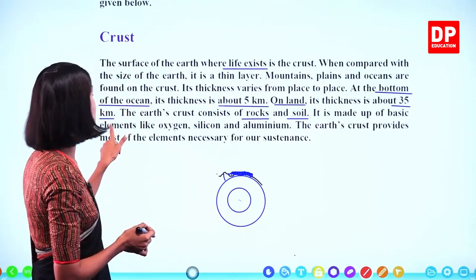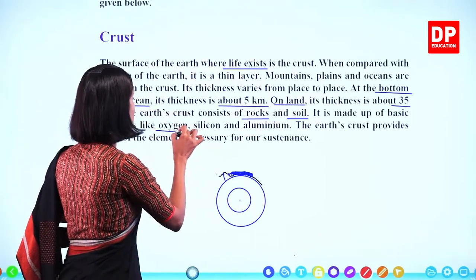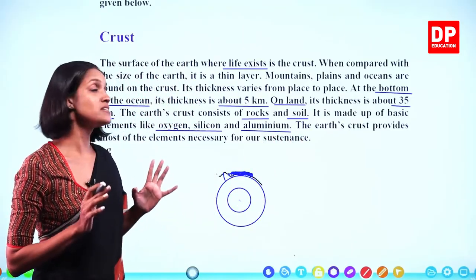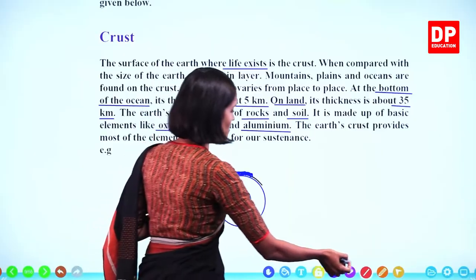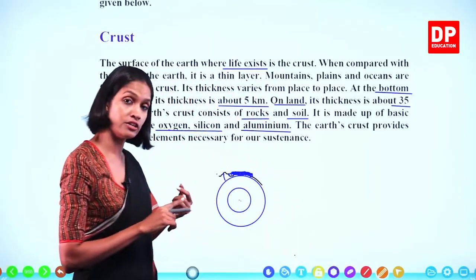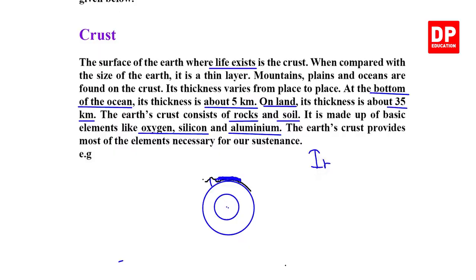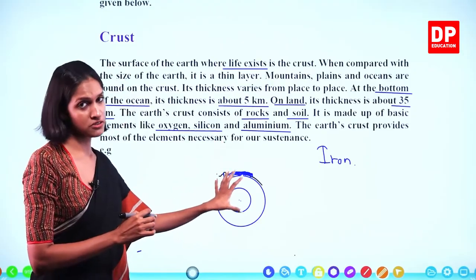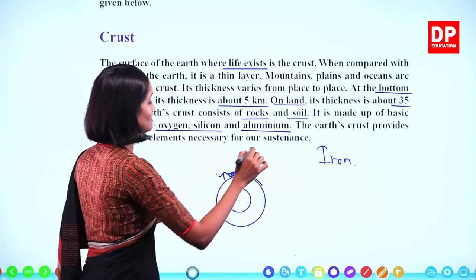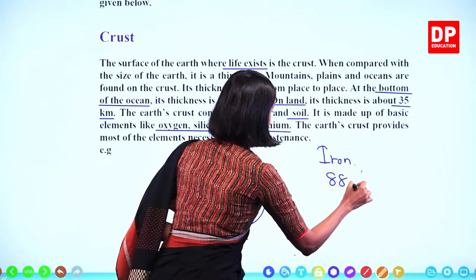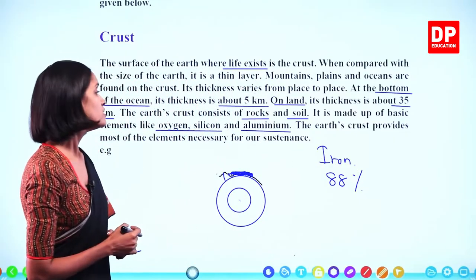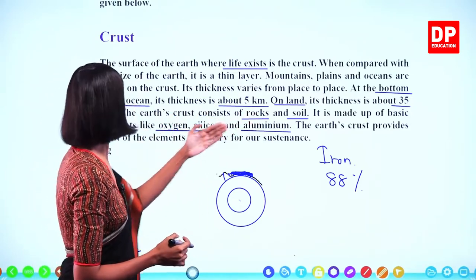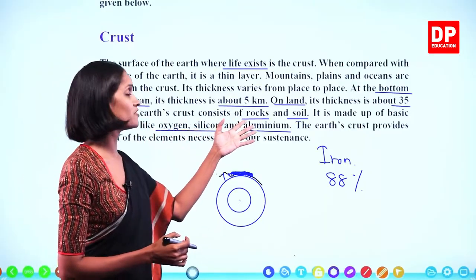It's made up of basic elements like oxygen, silicon, and aluminium. Now, when we consider oxygen, silicon, aluminium, even iron is also present. So, out of the entire composition of the crust, oxygen, silicon, aluminium, and iron make up about 88%. Right? So now, because of these different substances present, the crust provides most of the elements necessary for our existence.